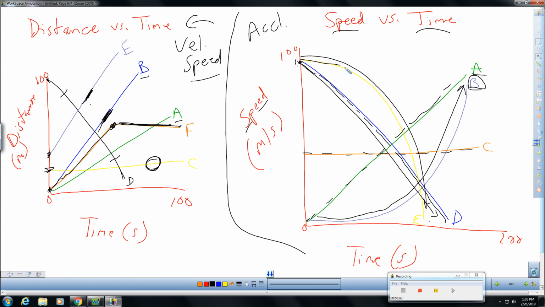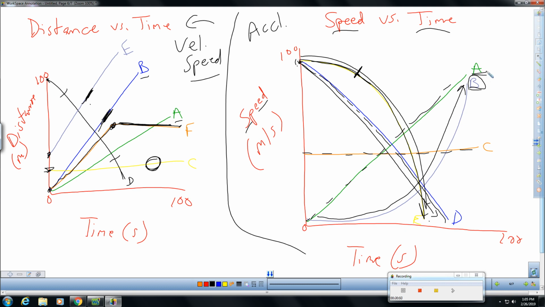E here is all of a sudden, right about here, holy crap, I got to hit the brakes, and I jam on the brakes to get my speed to stop as quickly as possible. Hopefully not your favorite animal in the road. So that's the speed versus time graphs and what's going on.